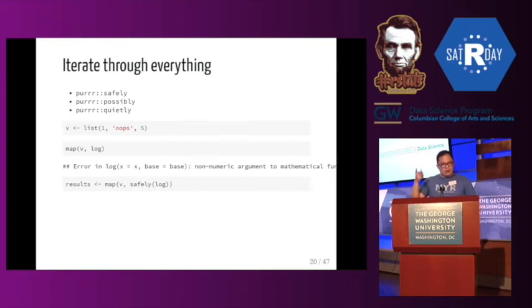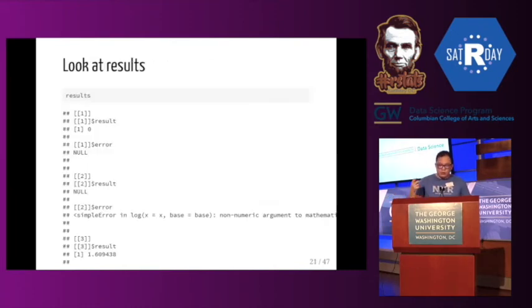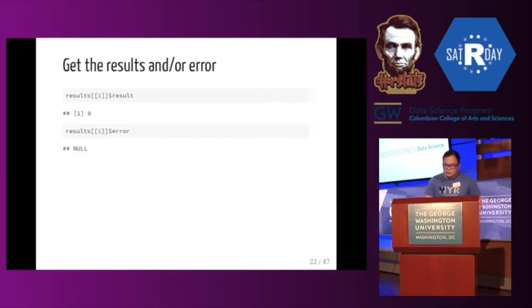But if we just take our log function, just wrap it around the per safely function, you see that we don't get an error. What we do get back is a list, and this list has 3 items in our vector, so we get a 3-length list back. Each element in that list, or each index in that list, has two parts, a result and an error. So if it did pass, you'll get something in result, and if you did have an error, you'll get something in error. Right? So you can see that we got 3 values back, everything came back. The second index, or the second value, there's something in error.